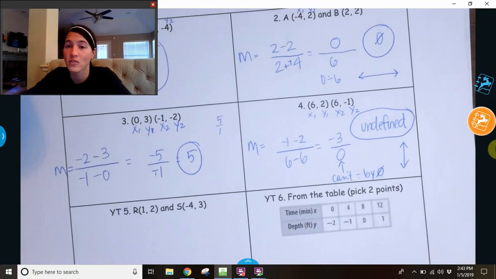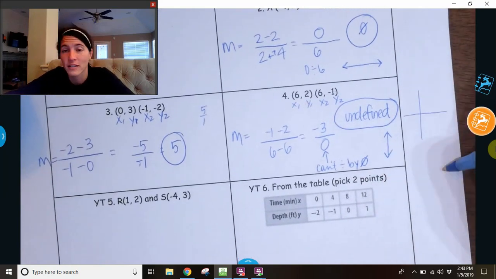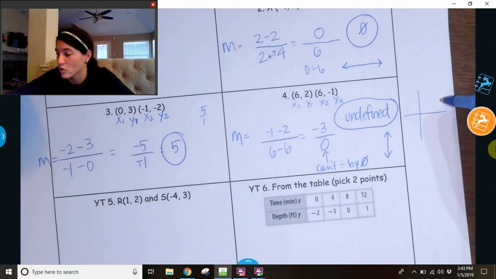If we were to graph these ordered pairs, like if you were to take these ordered pairs and put them on a coordinate plane, I'll just do it. 6, 2 would be here, and 6, -1 would be here, and see, it would be a vertical line.